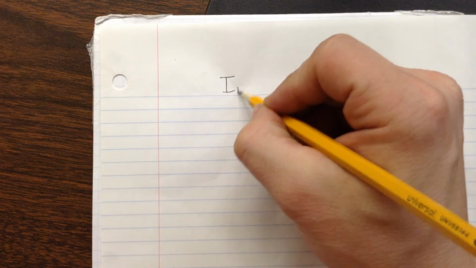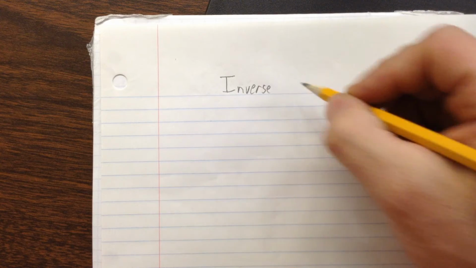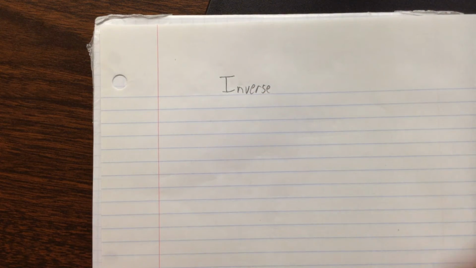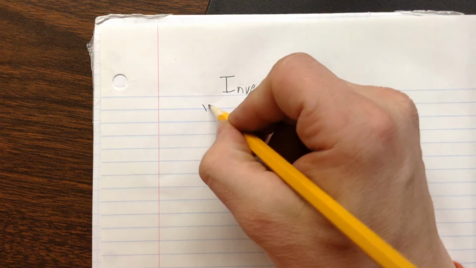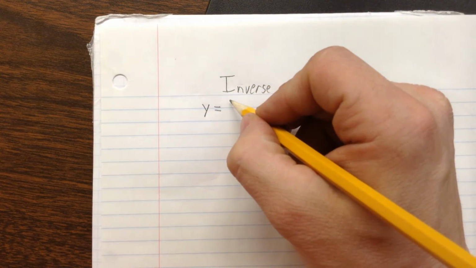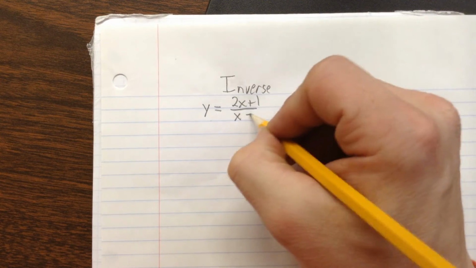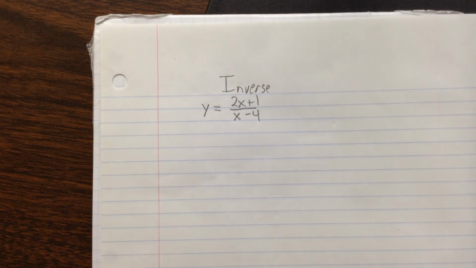All right, another thing we need to work on is inverse functions and how to write their equations. And this is the one that everybody really struggles on. It looks like this. I give you a function that says y equals 2x plus 1 over x minus 4. I have an x in the numerator and the denominator.